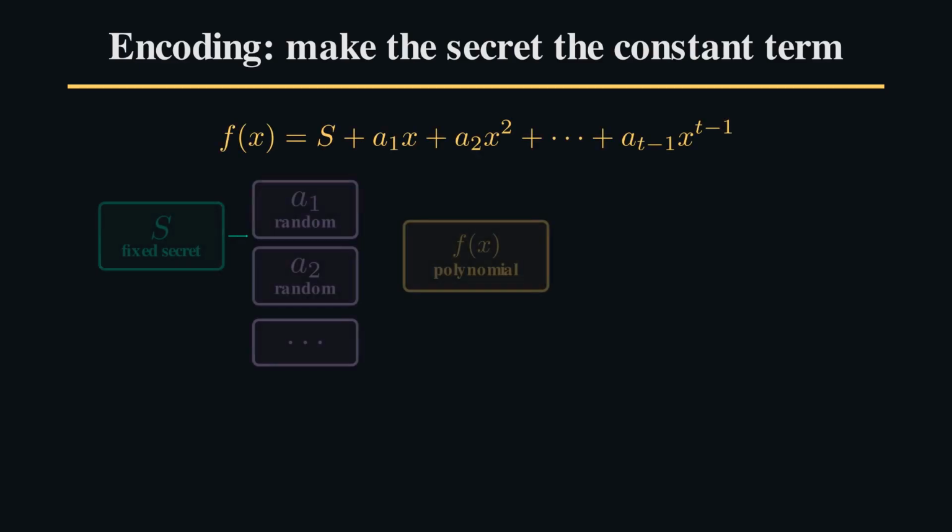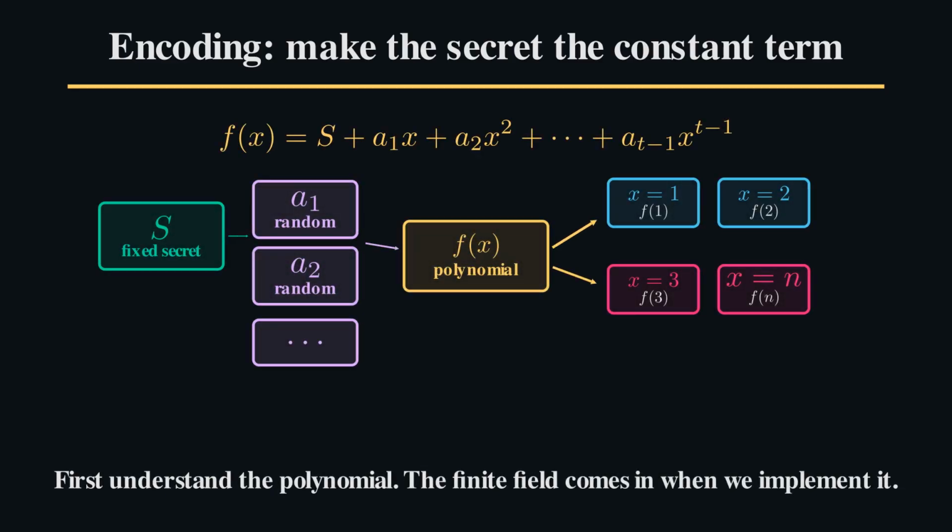Before worrying about implementation details, the encoding idea is just polynomial algebra. Choose a threshold t and build a polynomial of degree t minus 1. The constant term is the secret. Every other coefficient is chosen uniformly at random. Then evaluate the polynomial at distinct non-zero x values. Each participant receives one pair: their x identifier and the value f of x. The point at x equals 0 is never distributed, because that point is the secret. Next, we will put the same idea into arithmetic that computers can do exactly.